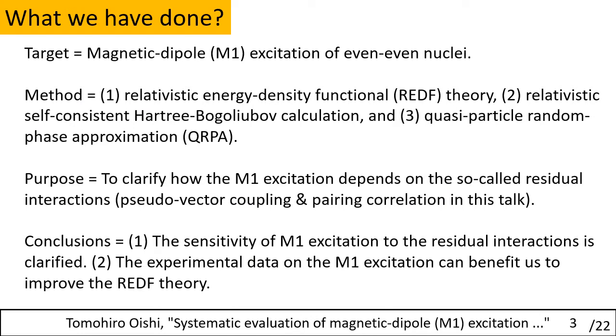Our target is the magnetic dipole excitation of even nuclei. Our approach is based on the relativistic energy density functional theory. For practical calculations, we utilize the relativistic self-consistent Hartree-Bogoliubov calculation and QRPA. Our purpose here is to clarify how the magnetic dipole excitation depends on the so-called residual interactions. And here, the residual interactions include pseudo-vector coupling and pairing correlation in this talk.